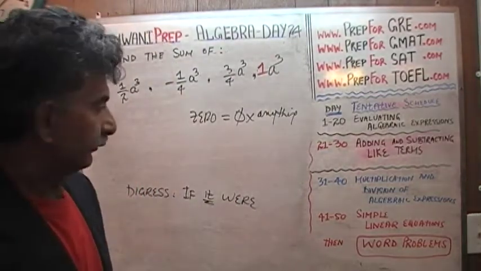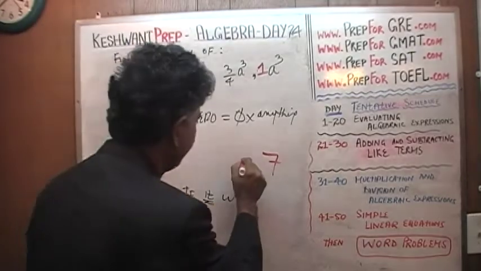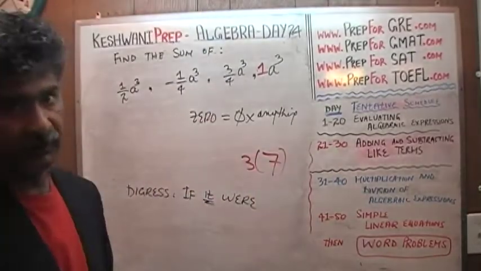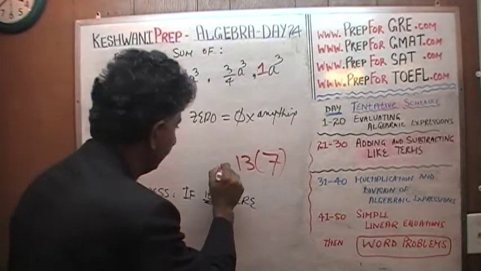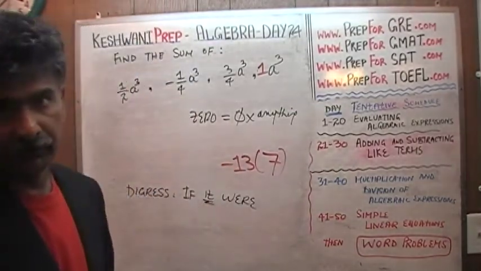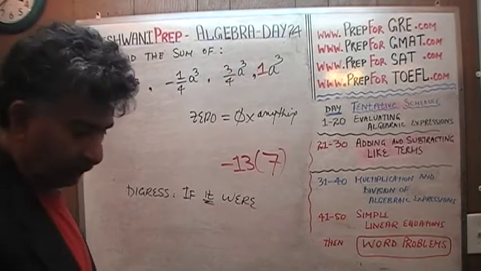It is 1. How many 7ths do you see here? Only 1 7th. How many 7ths do you see now? 3 7ths. How many do you see now? 13 7ths. How many do you see now? A negative 13 7ths, which is the same as 13 7ths, except with a negative sign in front of it. You get the idea?